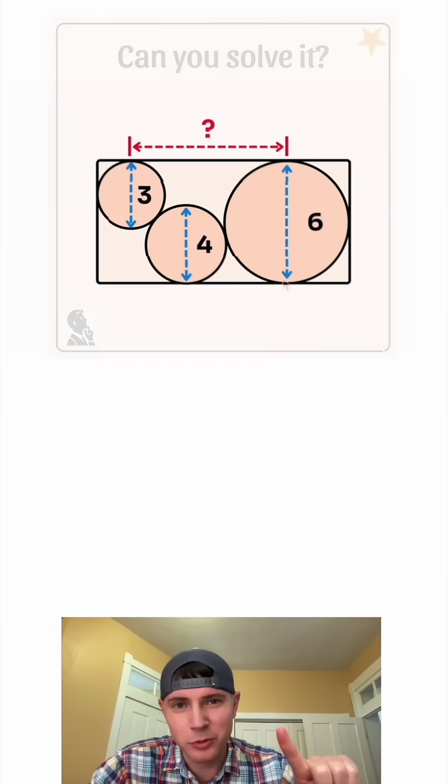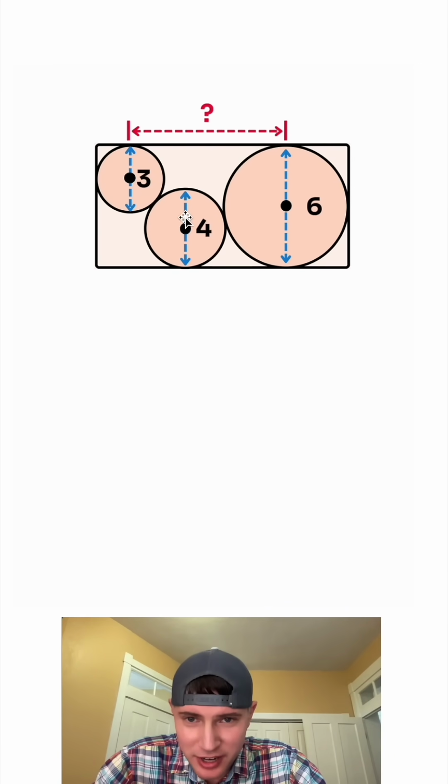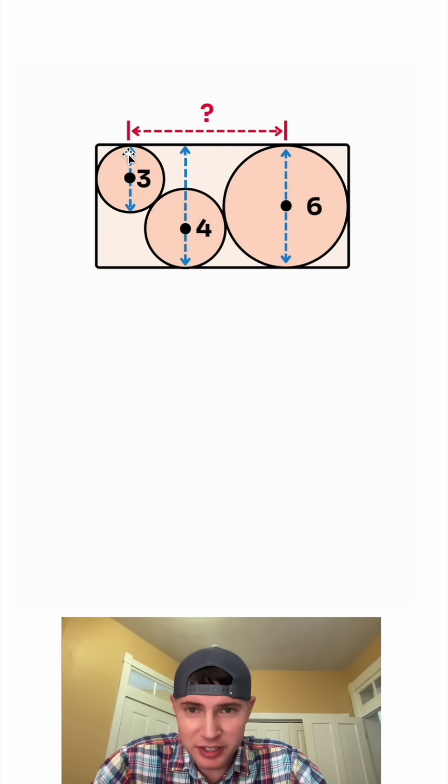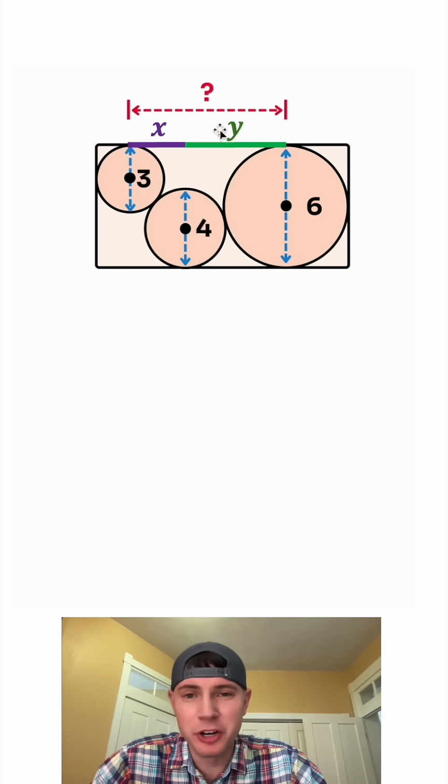3, 2, 1. First, let us label the center of each of the circles. Let's take this diameter and extend it up here, and let's split this into a purple distance and a green distance. Let's call the purple distance x and the green distance y. So ultimately, we're trying to find x plus y. I want to work on y first.